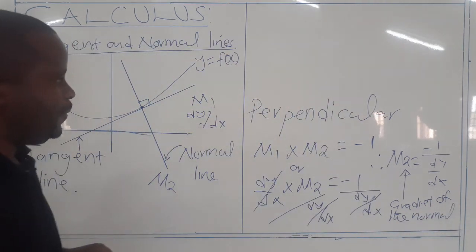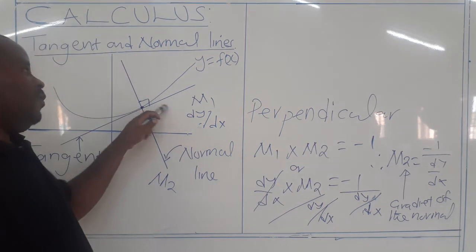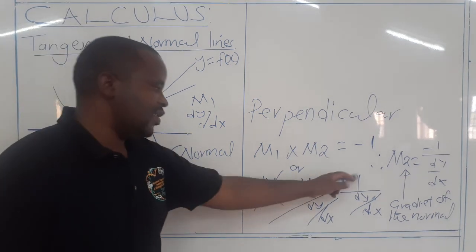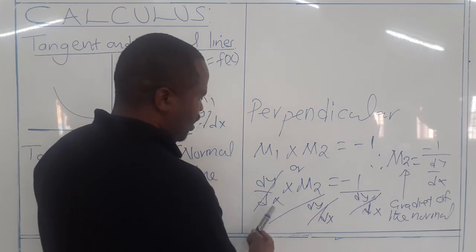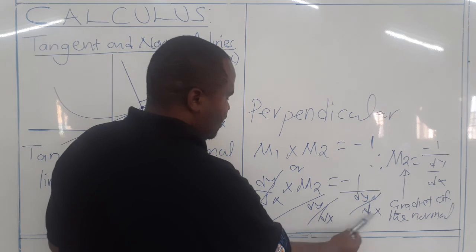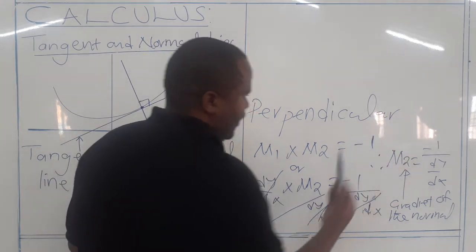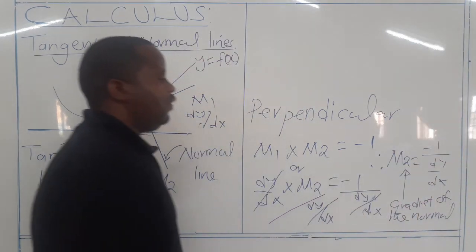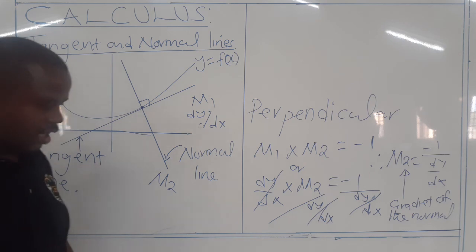I hope that is clear. So we're saying m1 by m2 is -1. Supposing that m1 is dy/dx, it means dy/dx by m2 is -1. Dividing both sides of the equation by dy/dx, the dy/dx cancels, and we remain with m2, so here we have -1 over dy/dx. So this becomes the gradient of the normal.